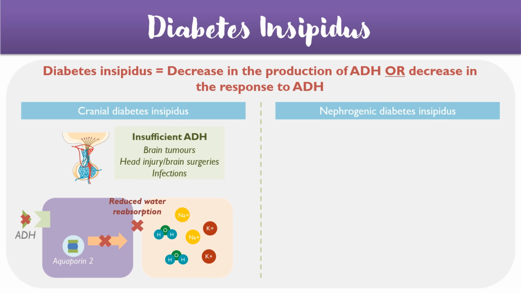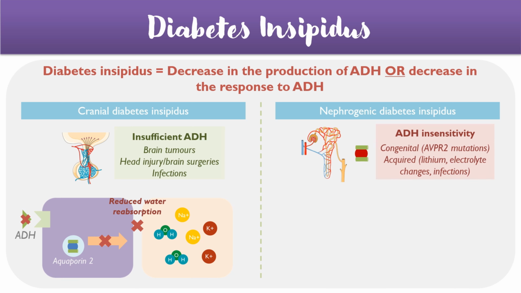In cases of nephrogenic diabetes insipidus, there's ADH insensitivity, so ADH is still being produced, but the cells aren't responding to it properly. And this could be as a result of congenital factors, so problems with the aquaporin II channels, or acquired changes such as lithium or other drugs, electrolyte changes, and infections.